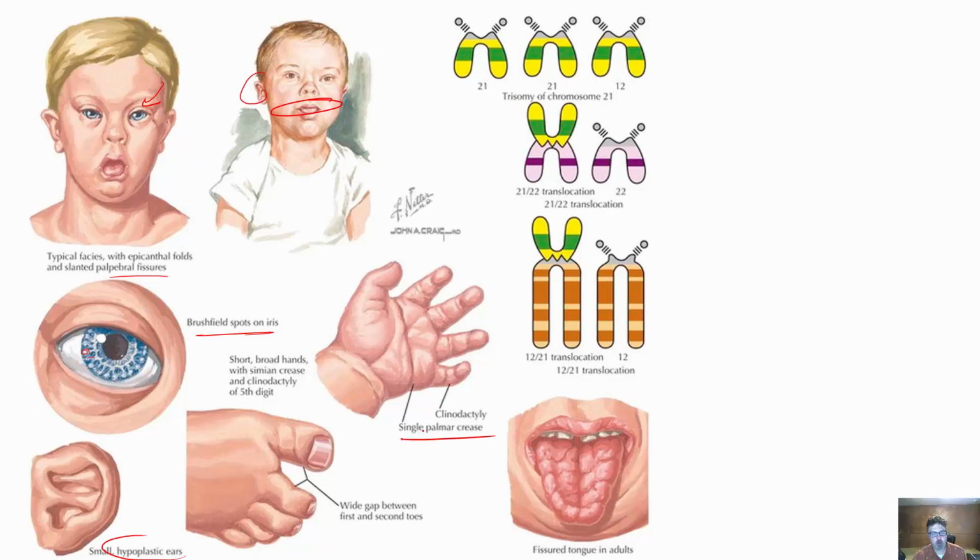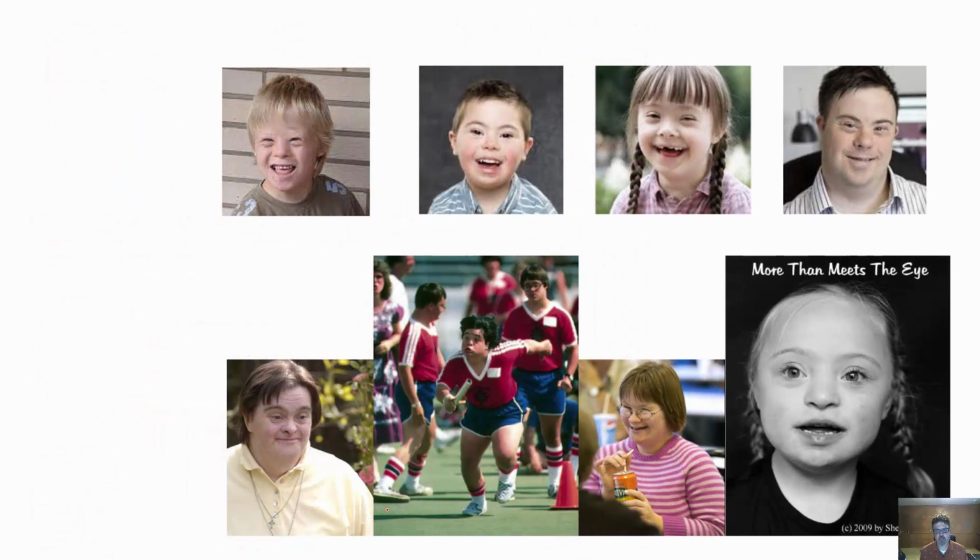Also, you'll see a single palmar crease, so that might be kind of an interesting phenotypic expression. If you take a look at your own hand, you'll notice that you probably have a couple of those creases instead of just one. And then we also have clinodactyly and this nice wide gap between the toes. So very persistent, very consistent type of phenotypic expression that we can see here. So here we have a few individuals with Down syndrome that have that typical manifestation.